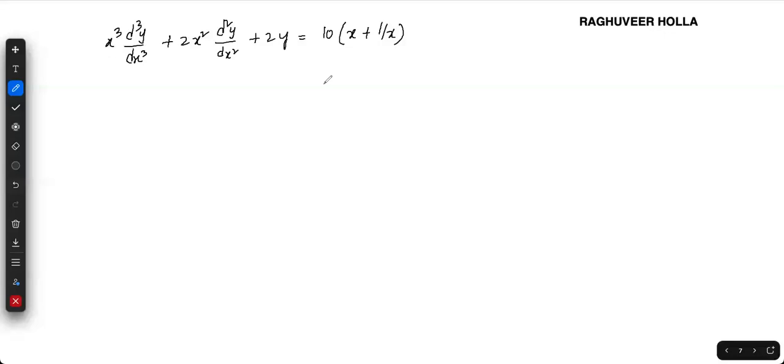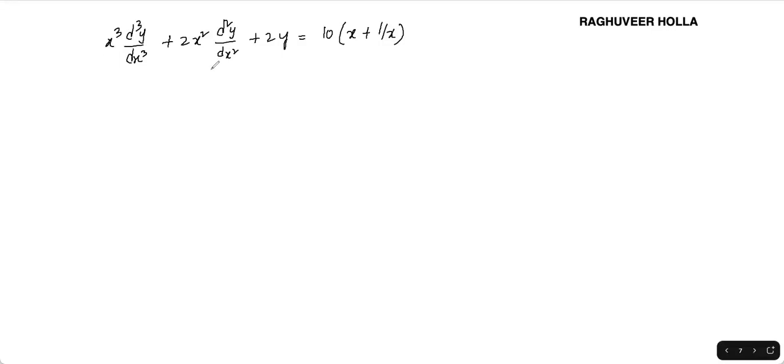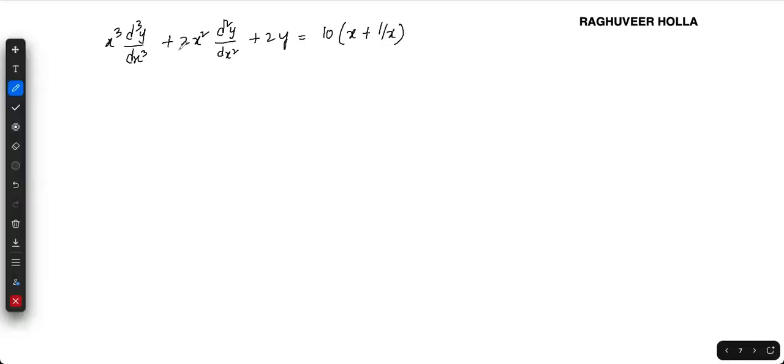So let's look at another problem. This is called Cauchy's linear equation, which is of the form a_n x^n d^n y/dx^n plus a_{n-1} x^{n-1} d^{n-1}y/dx^{n-1} and so on, up to a_0 y, where y is a function of x.